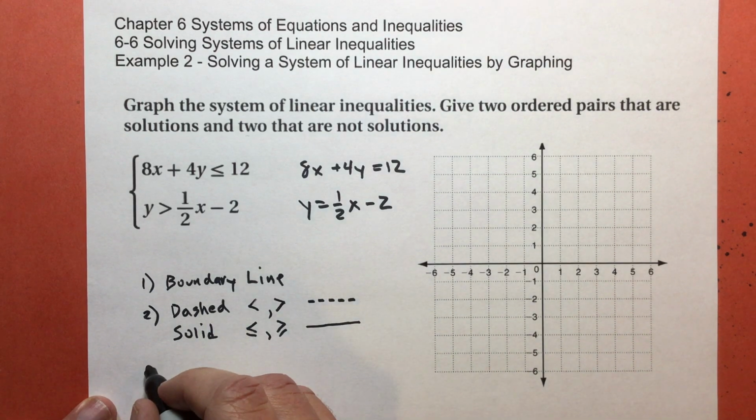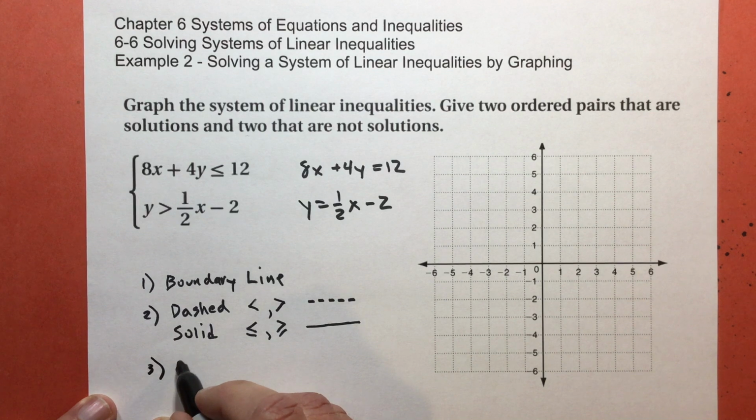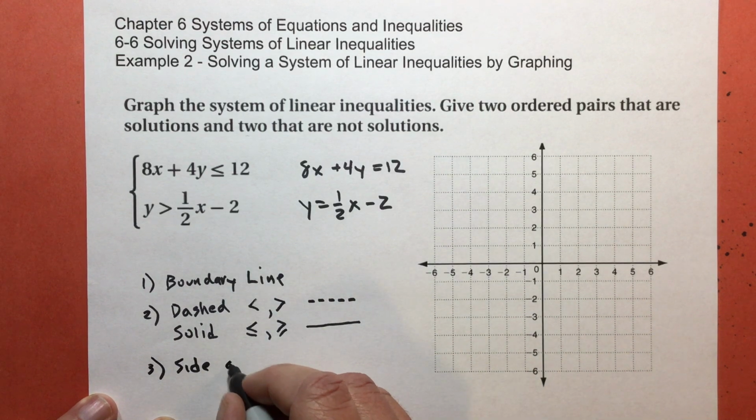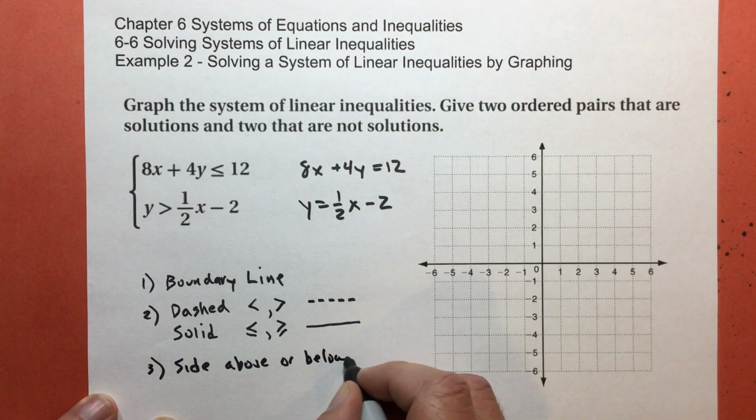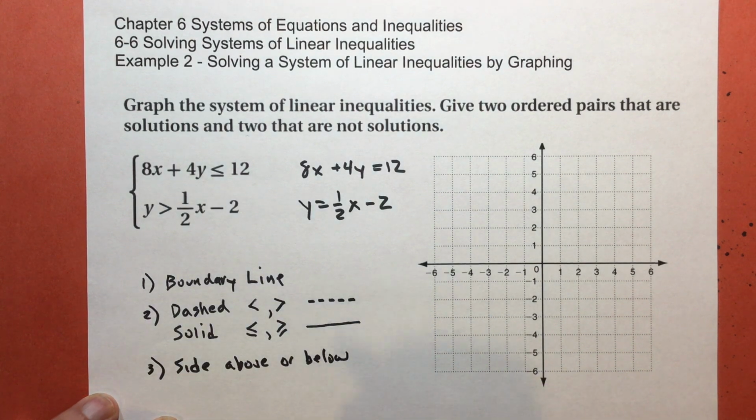The next thing I need to do is figure out which side of the boundary line, above or below, gets shaded. I know sometimes we think about things in left or right, but I want you to think about it in terms of above or below. I'll show you what I mean by shaded. So let's get started with the first one.